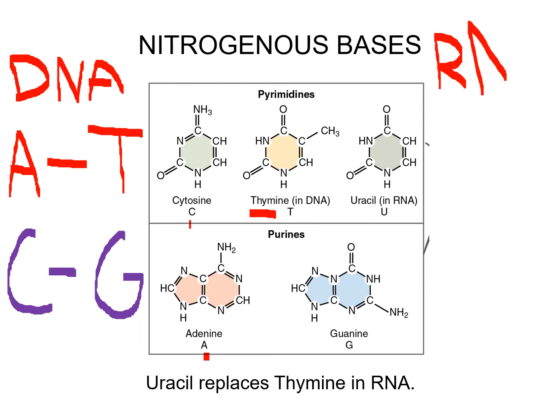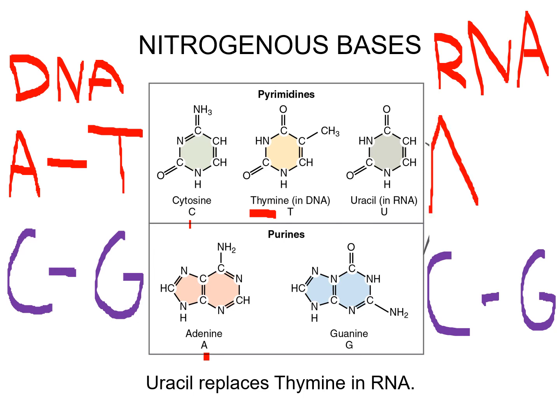RNA has a similar setup. C and G are the same, nothing changes. So cytosine is always best friends with guanine, and vice versa. Guanine always best friends with cytosine. But there is no thymine. There is no T in RNA. So A has to find a new best friend, and the C and G are always together. They're already paired, so we can't bug them. So we have a substitute, and the substitute is this U, this uracil. So that's the big difference.